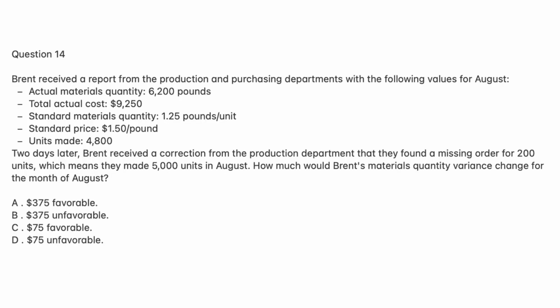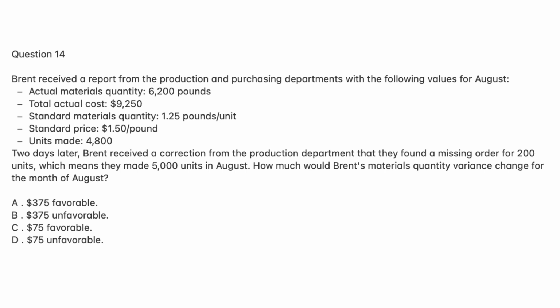Question 14. Brent received a report from the production and purchasing departments with the following values for August. Actual materials quantity, 6,200 pounds. Total actual cost, $9,250. Standard materials quantity, 1.25 pounds per unit. Standard price, $1.50 per pound.